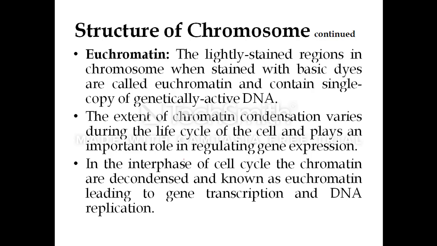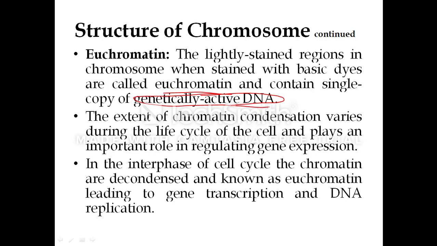Next, when we stain the chromosome, they show different intensity of the color, as we saw in earlier slides, and these are termed euchromatin and heterochromatin regions. The lightly stained regions in the chromosome, when stained with basic dyes, are called euchromatin, and contain a single copy of genetically active DNA.